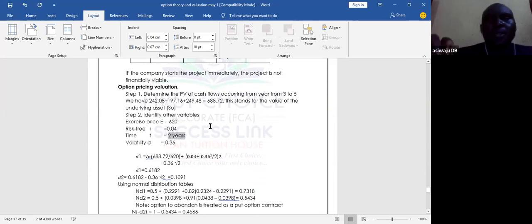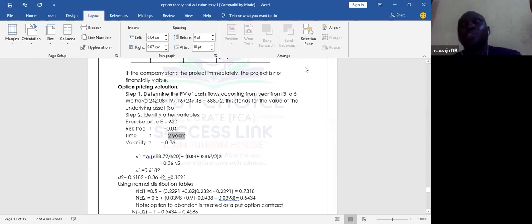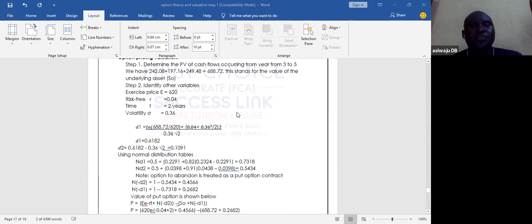Once you've been able to define all these variables, next is to do your valuation. Valuing an option is not very difficult. Your skill is to identify the variables required, and you require 5 variables: the asset price measured by S0, the exercise price measured by E, your R, that is the risk-free rate, your volatility, and your time to maturity. Once you have all these variables defined, you go to your computation.